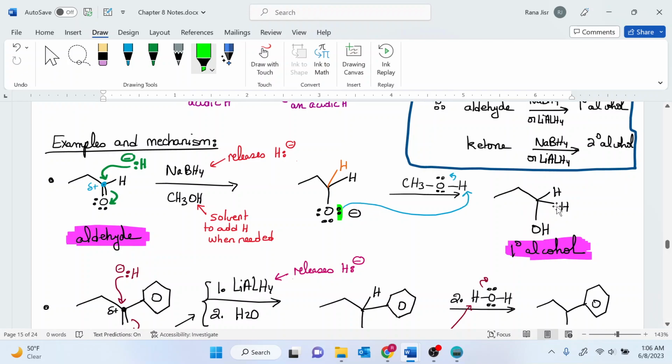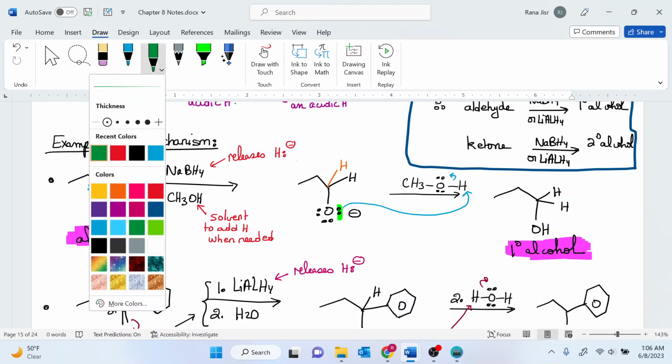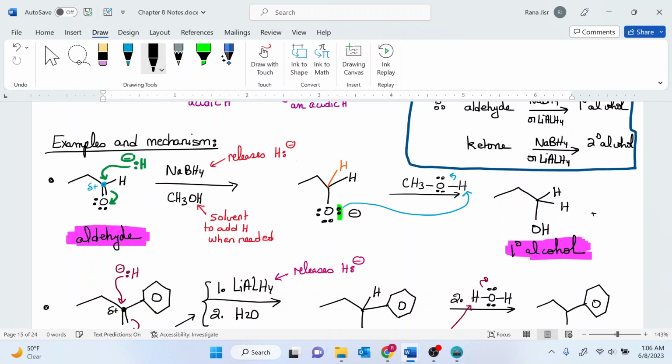OCH3 is going to leave, and you're going to end up getting your product in this case, which is the primary alcohol. That OCH3 that is going to leave is going to be coupled with sodium, because sodium is the positive charge and you allow the OCH3 to leave from the solvent. So that is going to be coupled with the sodium. You don't have to mention this, but everything that leaves is going to stay in the solution. But we only care about the organic product though.